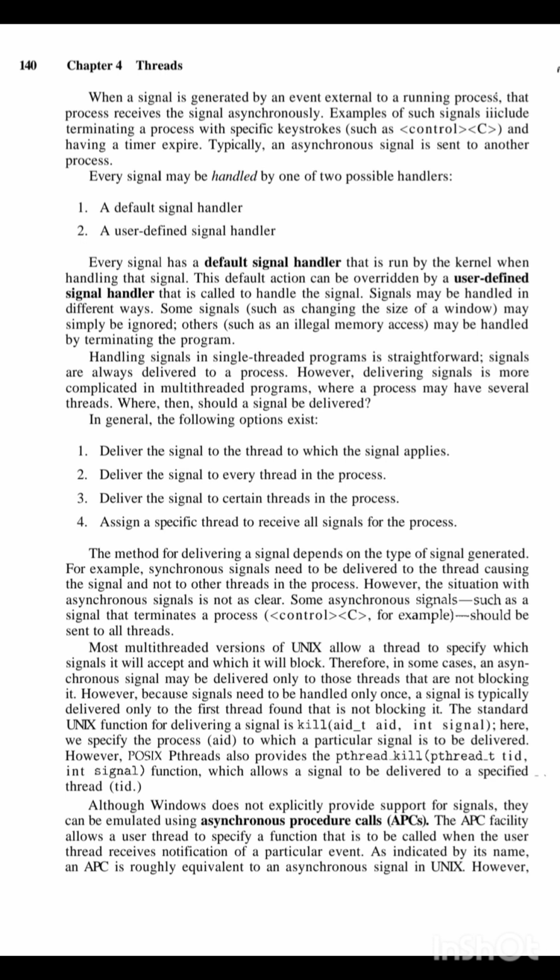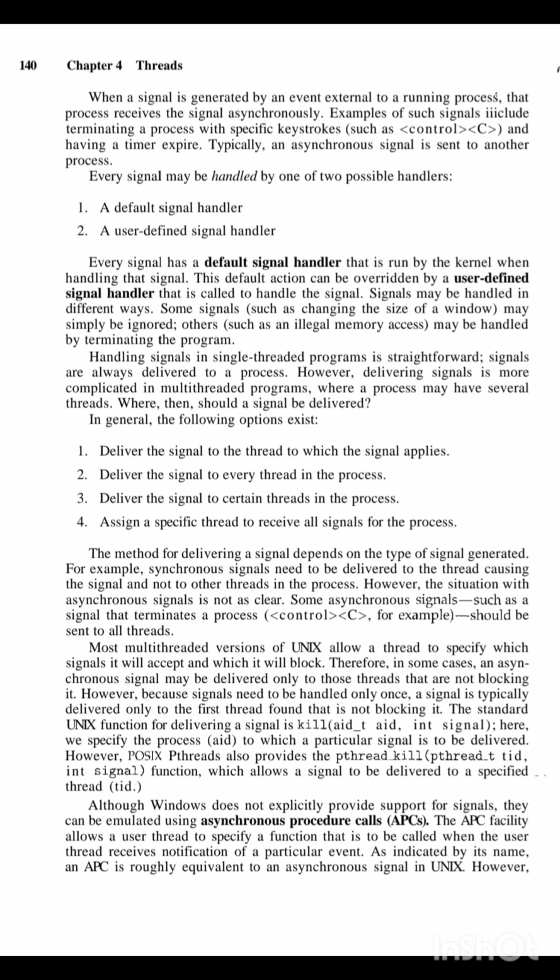The method for delivering a signal depends on the type of signal generated. For example, synchronous signals need to be delivered to the thread causing the signal and not to other threads in the process. However, the situation with asynchronous signals is not as clear. Some asynchronous signals, such as a signal that terminates a process, should be sent to all threads. Most multithreaded versions of UNIX allow a thread to specify which signals it will accept and which it will block. Therefore, in some cases, an asynchronous signal may be delivered only to those threads that are not blocking it. However, because signals need to be handled only once, a signal is typically delivered only to the first thread.